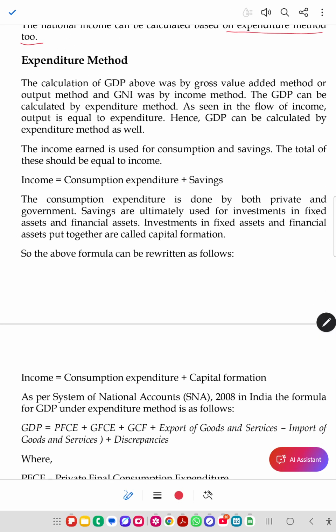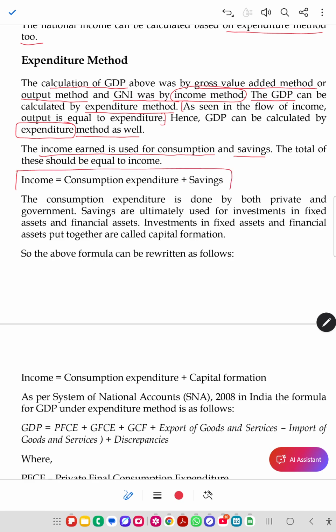The calculation of GDP above was by the gross value added method, or output method, or GNI was by the income method. Okay, the GDP can be calculated by the expenditure method. As seen in the flow of income, output is equal to expenditure. Hence, GDP can be calculated by the expenditure method as well. The income earned is used for consumption and saving. The total of this should be equal to income.